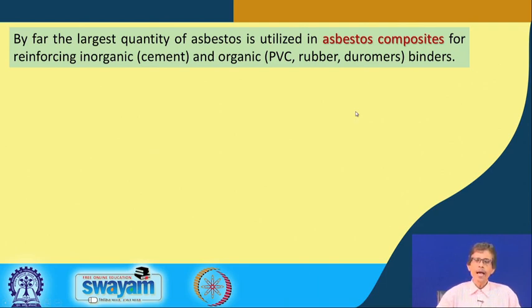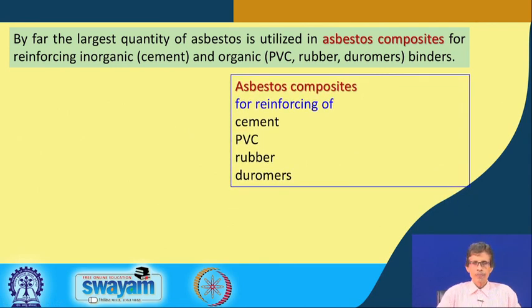So, duromers can have binders which can trap the asbestos to make these composites. That is why reinforcement can be achieved for cement, for PVC, for rubber, and for the duromers. Then how do we define a particular type of composite?